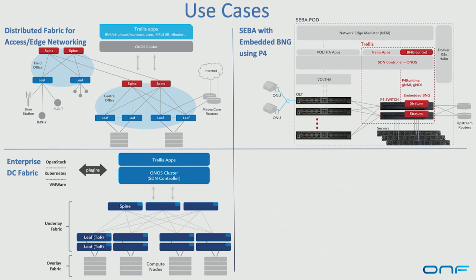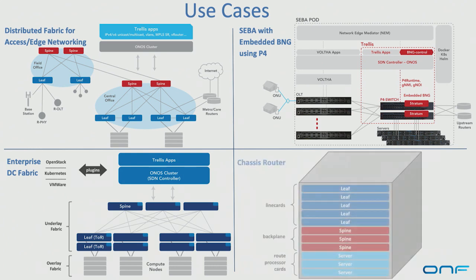At its very core, it's just a layer 2, layer 3 class fabric. And so if you integrate that with an overlay network and you create the plugins for OpenStack, Kubernetes, VMware, whichever virtualization solution you have running in your servers, Trellis can apply just very easily to an enterprise data center fabric. It can also be used as a chassis router.